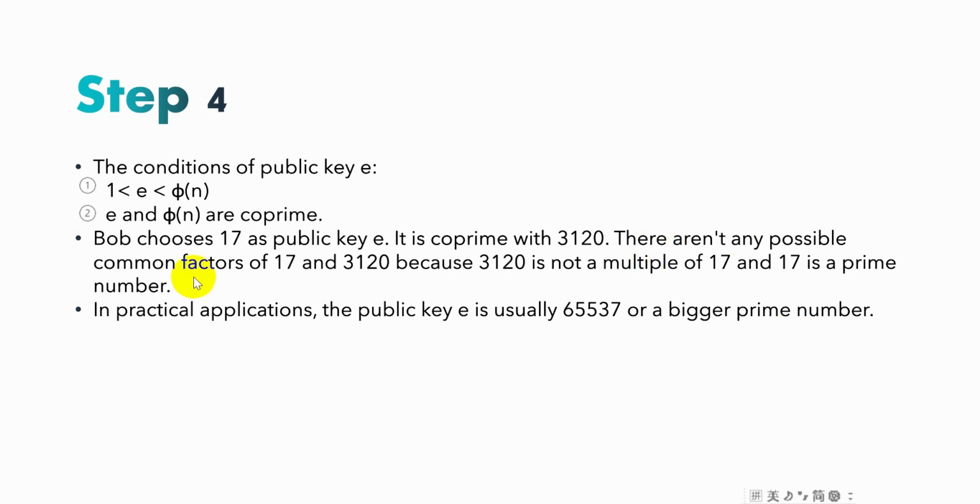There aren't any possible common factors of 17 and 3120, because 3120 is not a multiple of 17, and 17 is a prime number. So this means that the only factors of 17 are 1 and 17. Because 3120 is not a multiple of 17, they don't have any common factors apart from 1, and that means they're coprime.